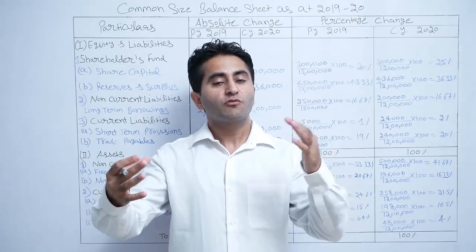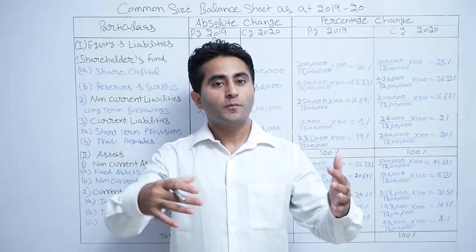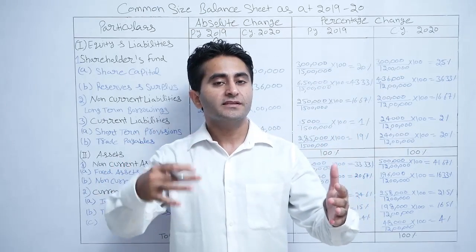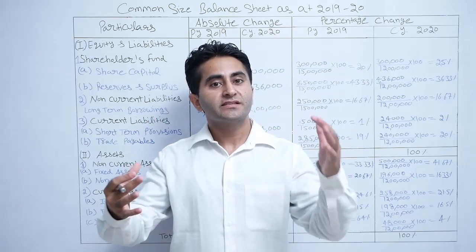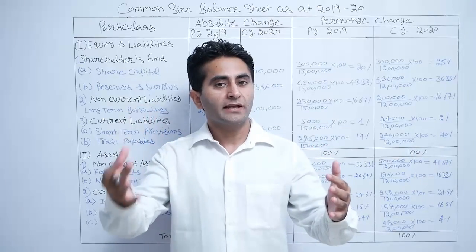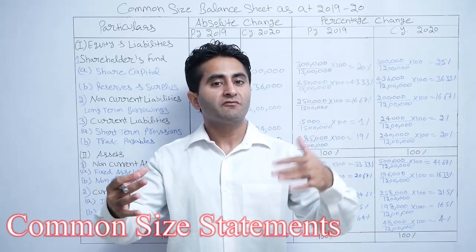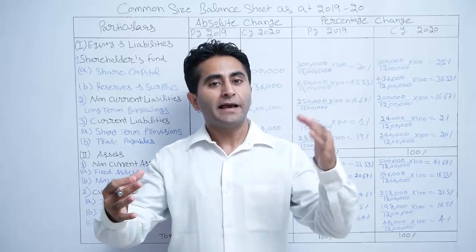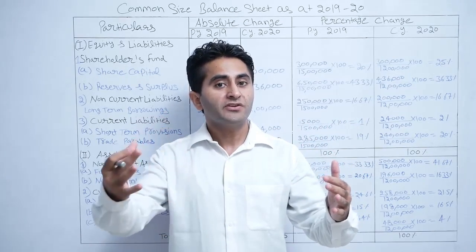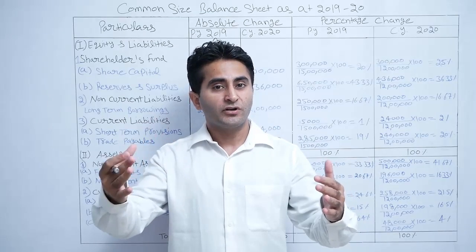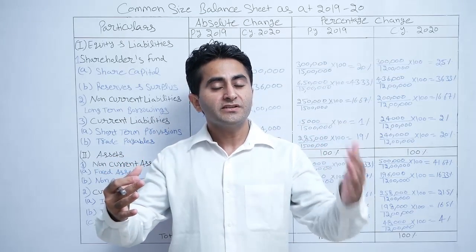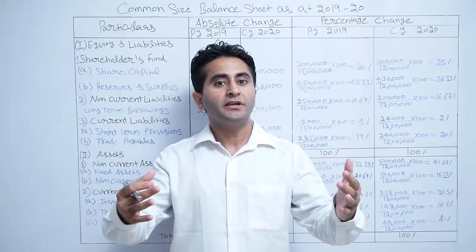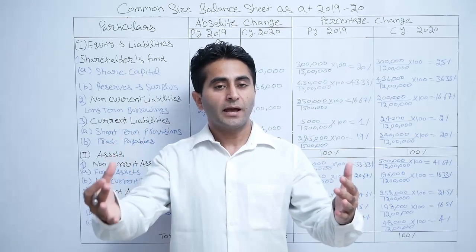There are two types of common size statement. One is common size income statement, the other is common size balance sheet. In common size income statement, we take sales as the base for all calculations and each item will be expressed as a percentage of sales. Common size balance sheet is a statement in which balance sheet items are calculated as a ratio of each asset in relation to total assets and ratio of each liability in relation to total liabilities.